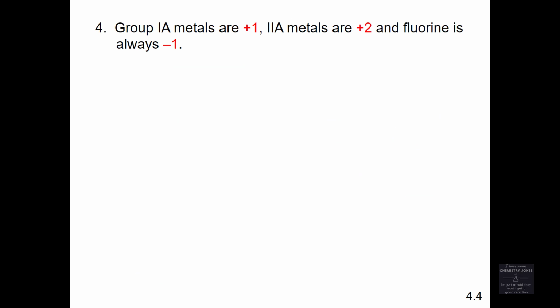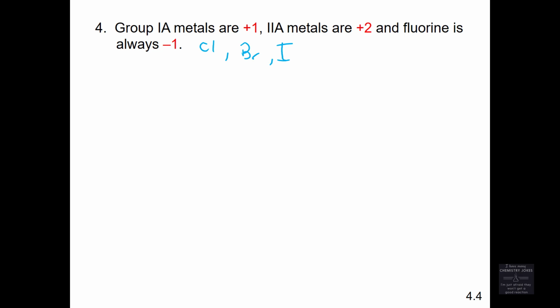Okay. Group 1A metals are always +1: lithium, sodium, potassium, cesium, rubidium. Group 2A metals, +2: beryllium, magnesium, calcium, strontium, barium. Fluorine's always -1. The other halogens, that's chlorine, bromine, iodine, those can all change, but fluorine is always -1.